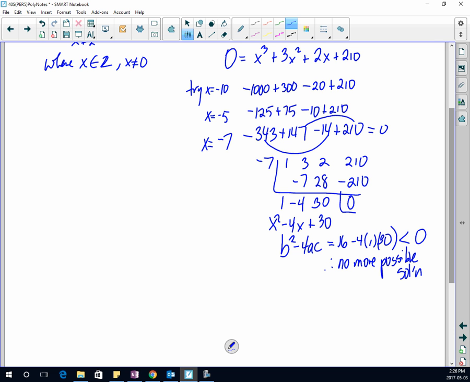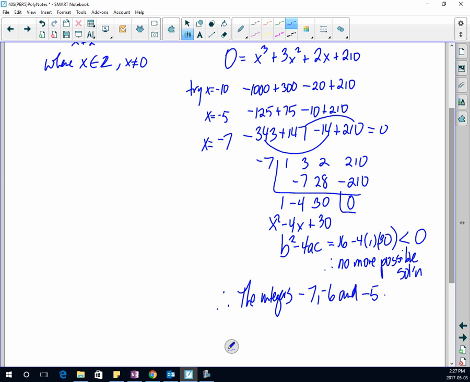So if x is negative 7, therefore, the integers are what? Negative 6 and negative 5. And just test that. Does that give you negative 210? Yeah, because we're adding each time. And it's divisible by 6. Okay, we good?